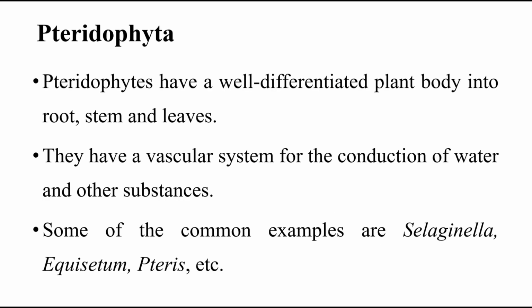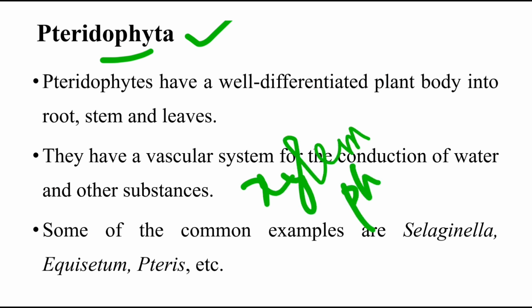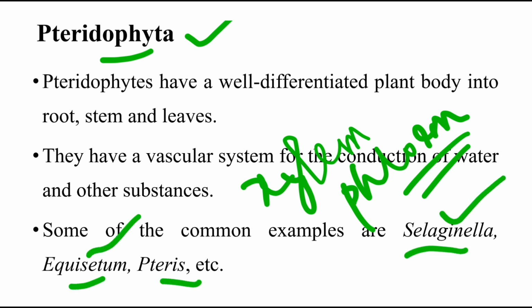Then Pteridophyta. Pteridophyta have a well differentiated plant body. They have root, stem and leaf. They have a vascular system for conduction of water and food. So the Pteridophyta are called the vascular cryptogams, but the Bryophyta are known as the non-vascular cryptogams. So Pteridophyta have xylem and phloem. Xylem helps in the conduction of water and phloem helps in the conduction of food material or photosynthetic product. Some common examples of Pteridophyta are Selaginella, Equisetum and Pteris.